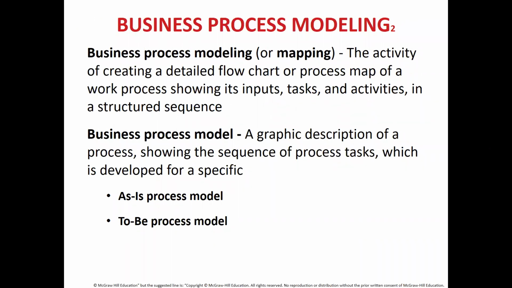Business process modeling, or mapping, is the activity of creating a detailed flowchart or process map of a work process, showing its inputs, tasks, and activities in a structured sequence. That's business process modeling. And a business process model is basically a graphic description of a process showing the sequence of process tasks, which is developed for a specific purpose.